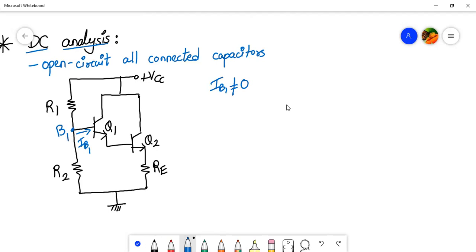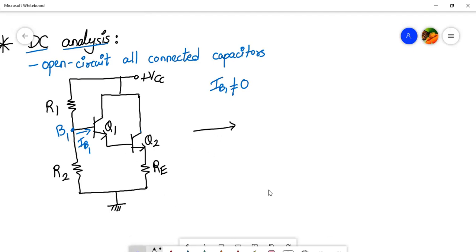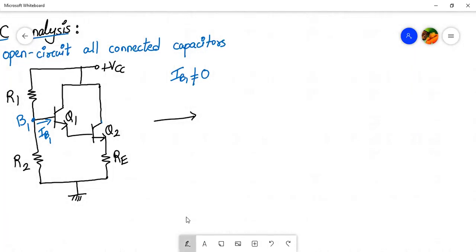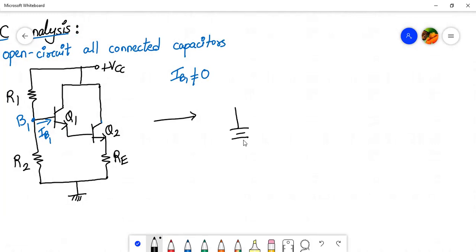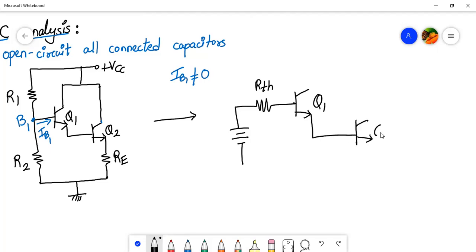So what we do is apply the Thevenin equivalent at the base terminal, right? We apply Thevenin's theorem at the base 1 terminal. After applying Thevenin's theorem, we know what we get. At the base terminal, it's replaced by the Thevenin equivalent voltage VTH in series with the Thevenin equivalent resistance RTH. And the remaining part of the circuit remains the same. So we'll have Q1 over here, and then here we'll have the Q2 transistor.